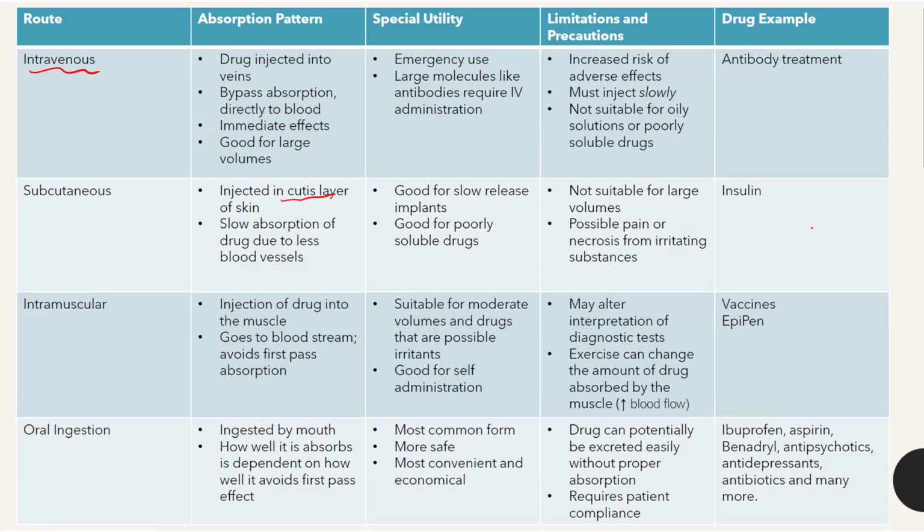Intravenous, some examples. Well, an IV drug would be an antibody treatment. Most of your cancer therapies are IV drugs. Insulin is administered subcutaneously, and then intramuscular would be something like a vaccine or an EpiPen, which, if anyone has a very strong allergy to something readily available, they probably have an EpiPen on them.